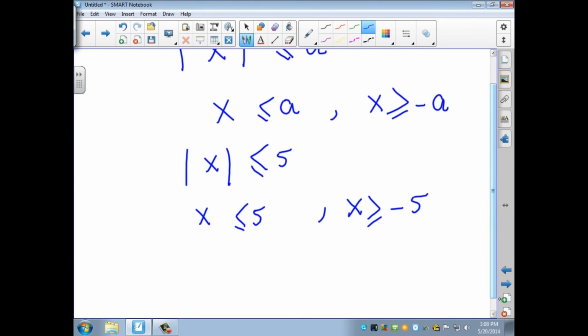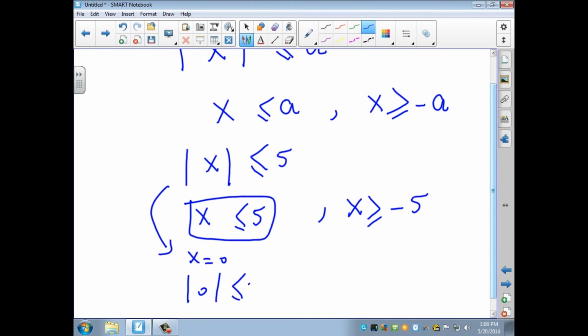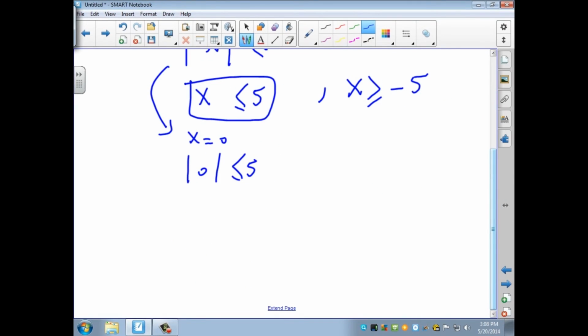Right? So let's pick a number here and try and see what happened. Something less than or equal to 5, 0, right? So going back here, x is equal to 0. Is the absolute value of 0 less than or equal to 5? The absolute value of 0 is 0. 0 is less than or equal to 5. So I'm okay at this end.